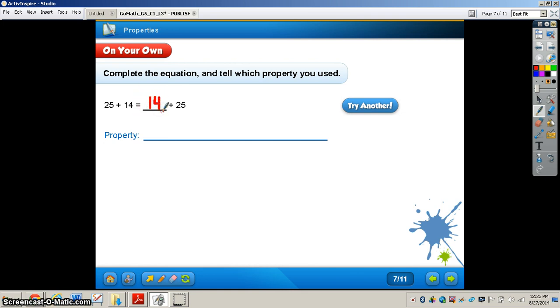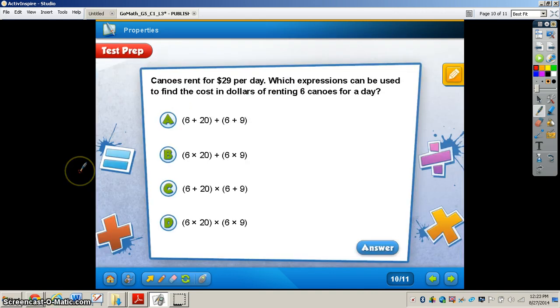And this is the commutative property of addition. It can be a little tricky to say, and we know that because if the order of addends changes, the sum still stays the same. So 25 plus 14 gives me 39. 14 plus 25 also gives me 39.